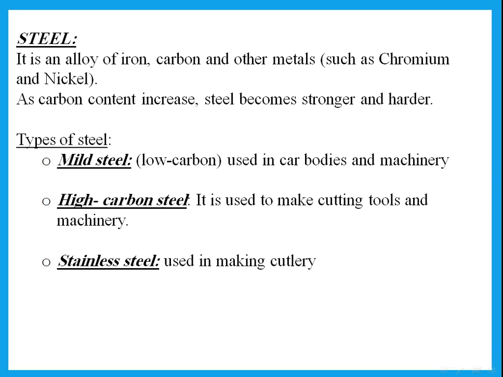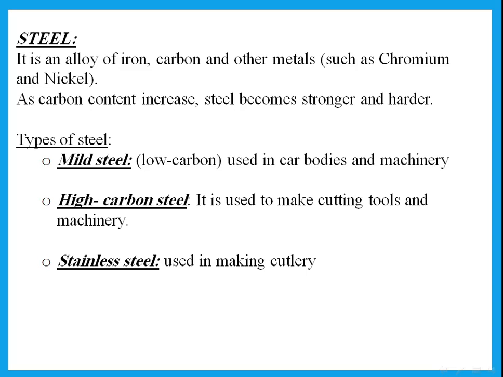Now when I have an alloy of iron, that is called steel. Steel is something that has iron and carbon, and it may also have things like nickel or chromium. And as the amount of carbon increases, the steel becomes harder. The types of steel that we have could be mild steel, high carbon steel, stainless steel. Each of these has special uses due to their hardness or their properties. Mild steel has a low amount of carbon, and this is used for making car bodies and machinery.